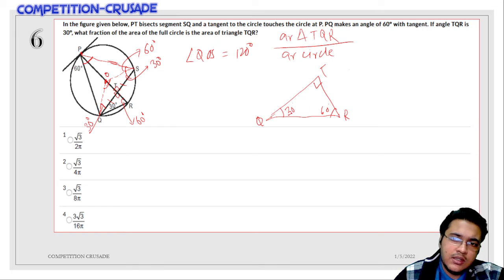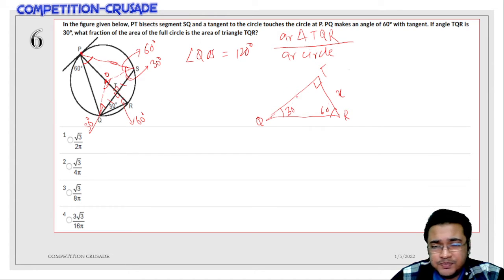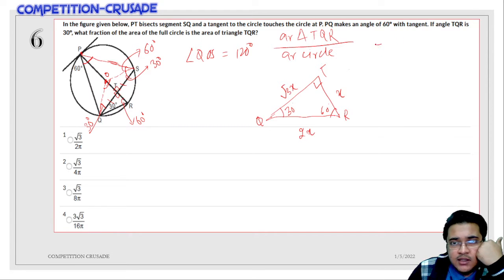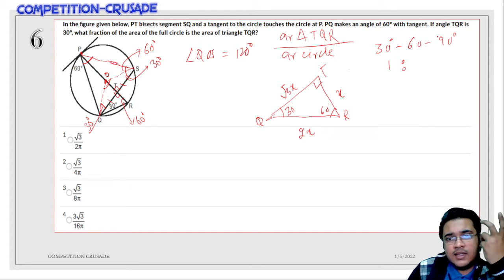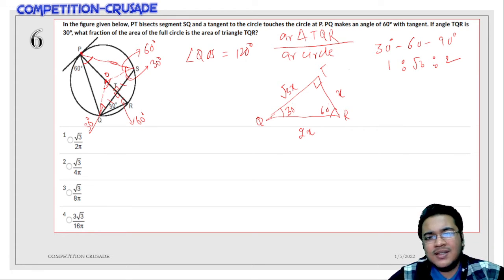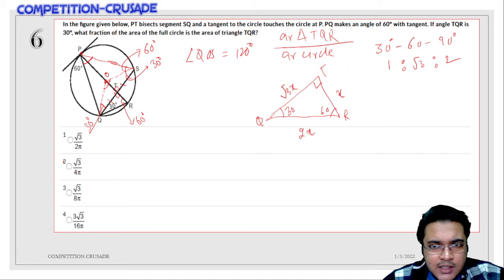Which means that the side opposite to 30 will be x, opposite to 60 will be root 3x, and this will be 2x. Now please remember, these are special triangles, 30, 60, 90 triangles, which say that this is the ratio of the sides. If the angles of a triangle are in the ratio 30, 60, 90, the sides will be 1 is to root 3 is to 2. This is a special triangle. You can also arrive at this through Pythagoras theorem.